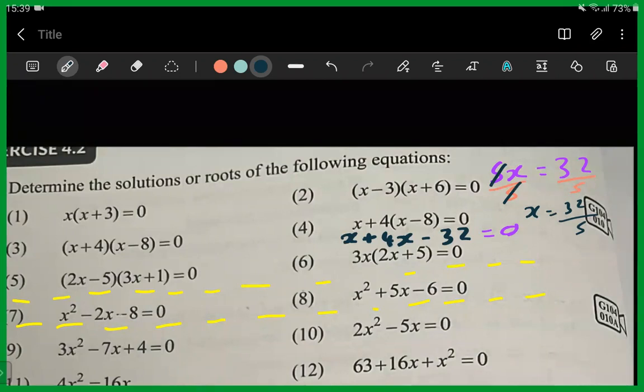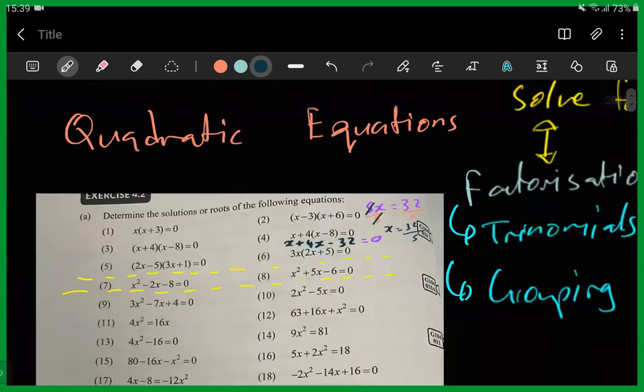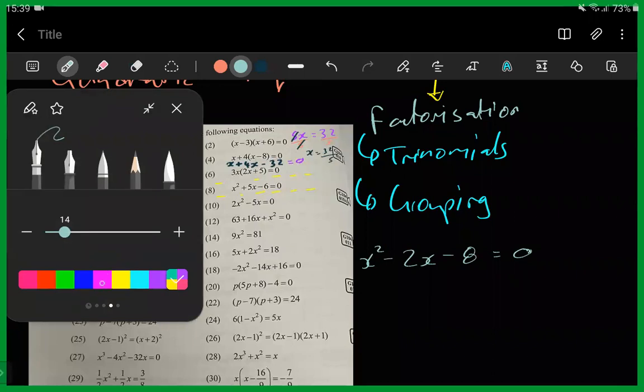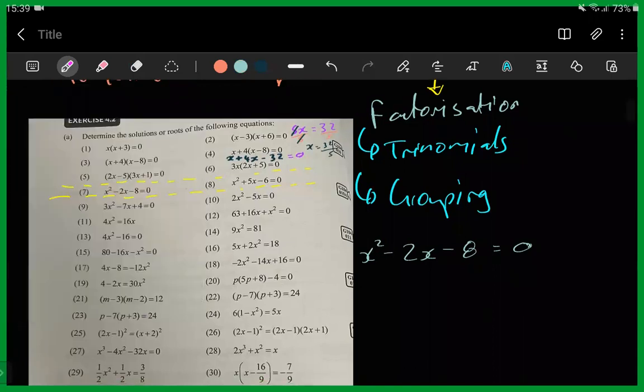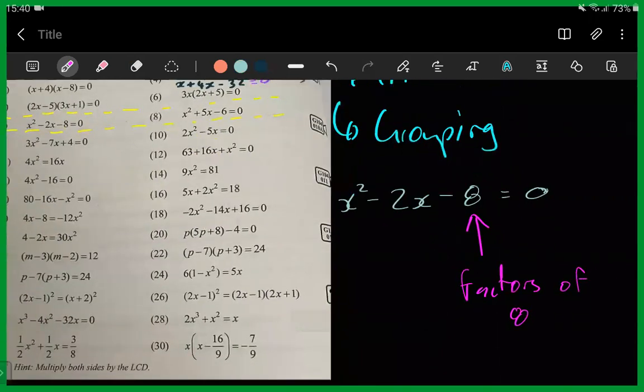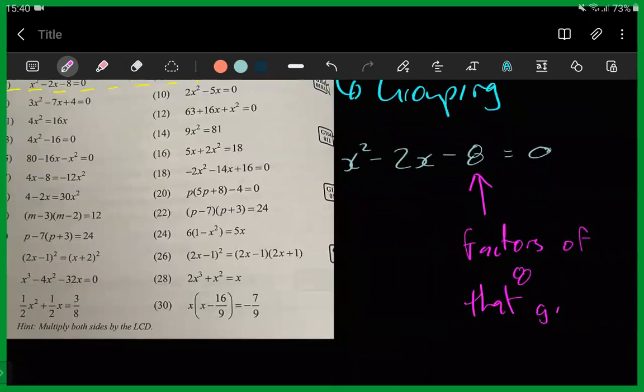Going forward, when we get to something like number 7, we know that we now have to know how to factorize using methods of factorization. So when you factorize a trinomial, and you want to end up with what you may call 2 sets of answers, all you have to do is get factors of 8 that give you 2.